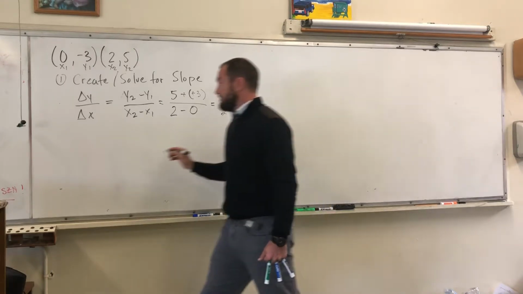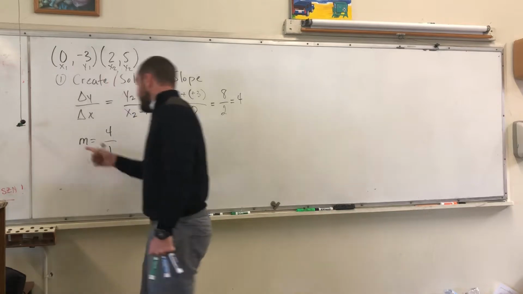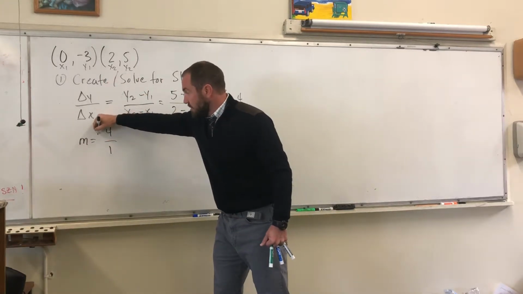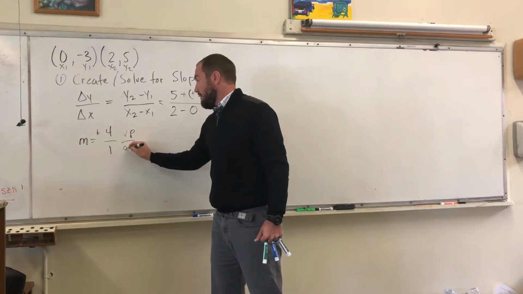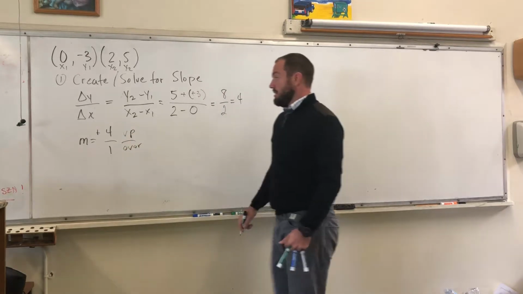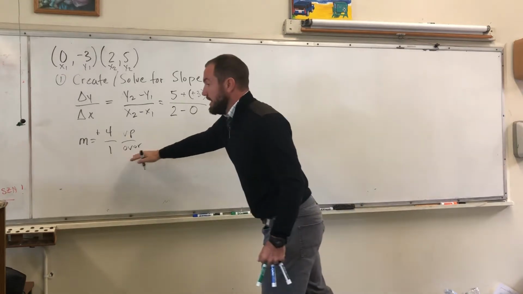Now this 4 represents what? It represents my slope, 4 over 1. Generally, we'll say this is a positive slope. What we like to do is say, okay, let's go up and over when we're graphing. So we'll get to that once we get more towards the end.